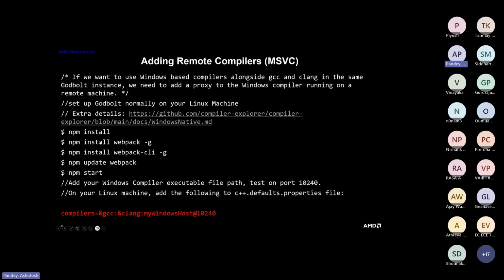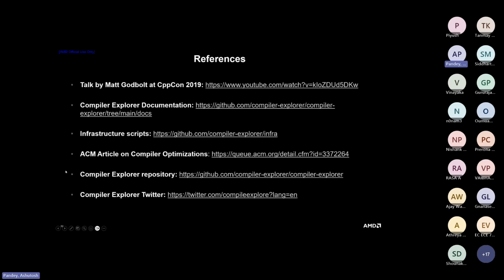Normally you have to do an NPM install. On your Windows compiler executable path, you have to just test if Godbolt is working on port 10240. On your Linux machine, you have to just give a path of my Windows host at 10240. So basically, it's like setting a path, but you'll be providing a URL, which includes your internal IP address. So none of this will go over the internet. It will be within your network only.